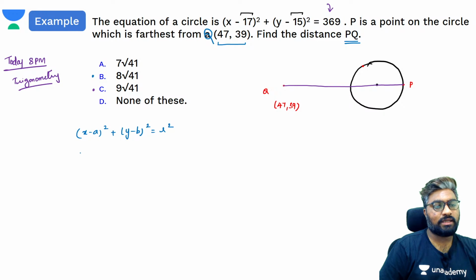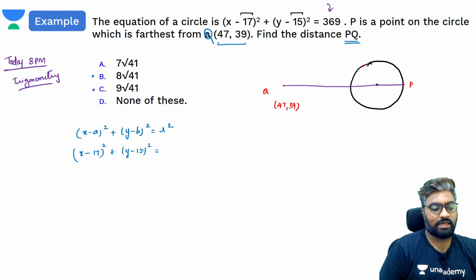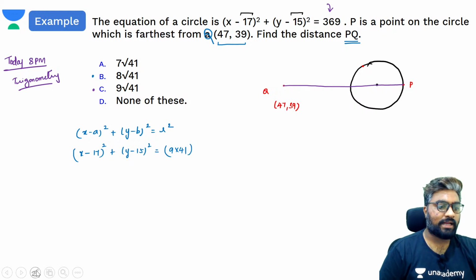So what equation have we been given? x minus 17 the whole square plus y minus 15 the whole square is equal to 369. 369 is basically 9 into 41, correct? So r square is basically 9 into 41. We'll just keep it like this. So now you can quickly compare.